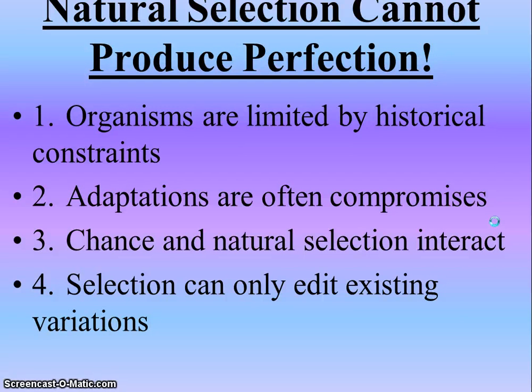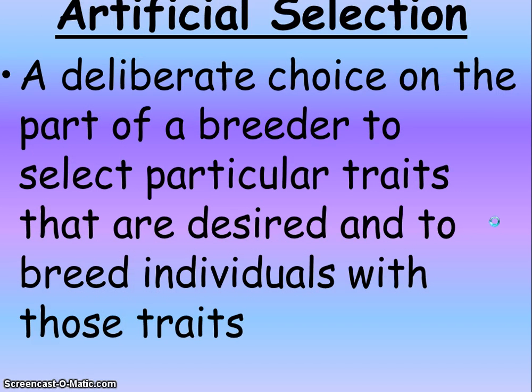All right, so natural selection doesn't produce perfection. Organisms are limited by historical constraints. Adaptations are typically compromises to the environment, and chance and natural selection typically interact together. So selection can only edit existing variations, and again, it happens gradually through time. There is one other thing that we could talk about.